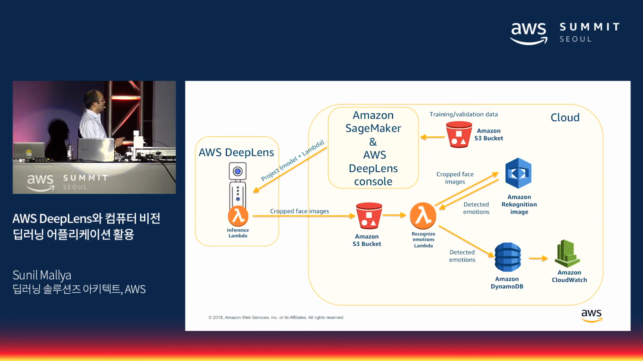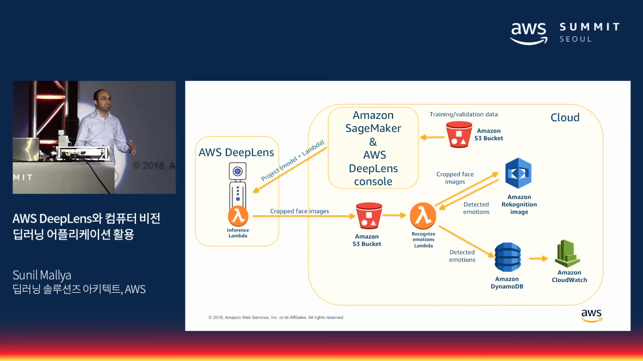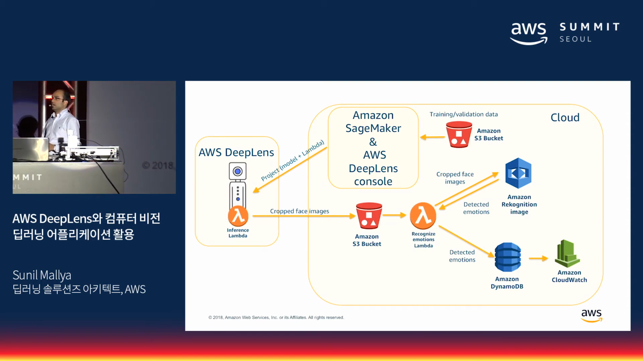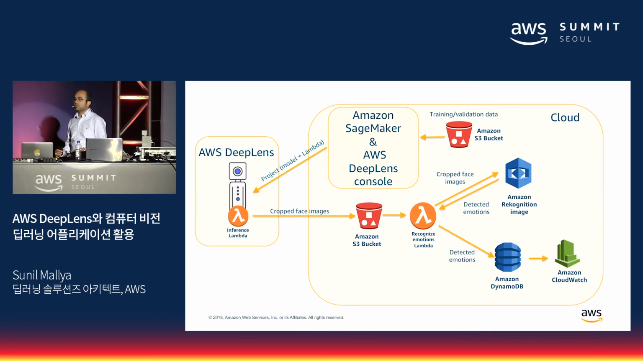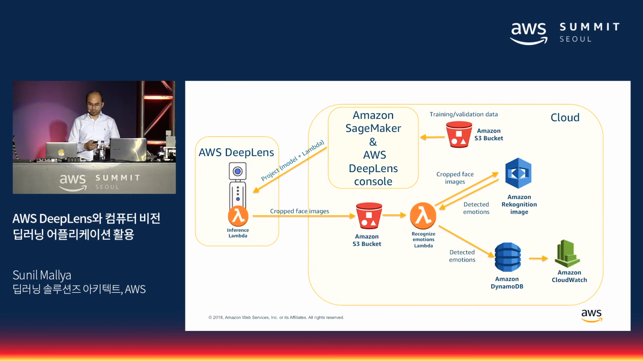And before that, as you can see, we use SageMaker to train the model and then deploy it onto the device. So you can really build an end-to-end architecture that starts from a physical device and all the way uses the power of the cloud to augment the inferences that you have here.